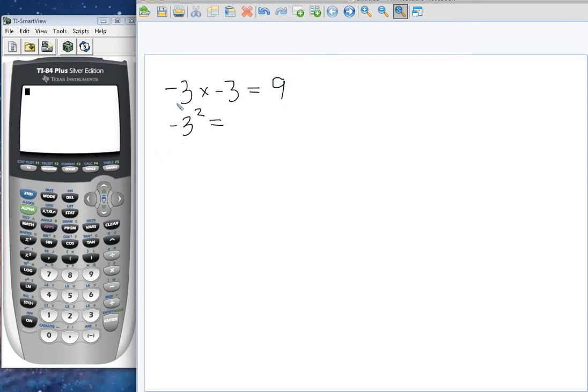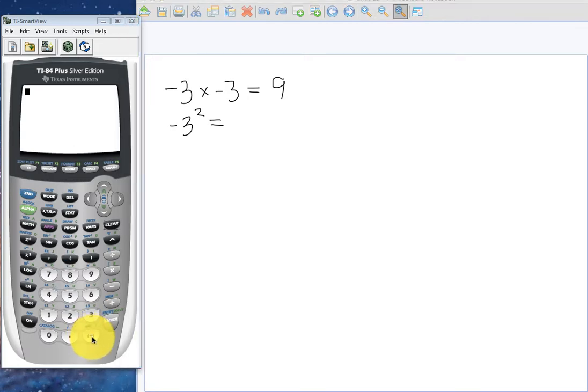Now, when you square negative 3, you multiply negative 3 by negative 3, so you should also get 9 when you do this. Let's see what happens on your calculator. First, we'll try negative 3 times negative 3. Press enter, and you do indeed get 9.